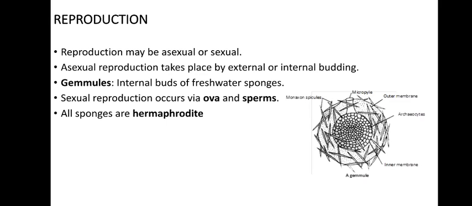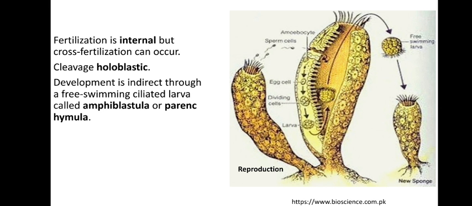In case of sexual reproduction, it occurs via the production of ovum and spermatozoa, and these sponges are hermaphrodites. That means both the gonads are present in a single individual. But remember, cross fertilization is the rule because gonads mature at different times. So spermatozoa of one mature sponge will fertilize the eggs of another sponge. That is the condition here.